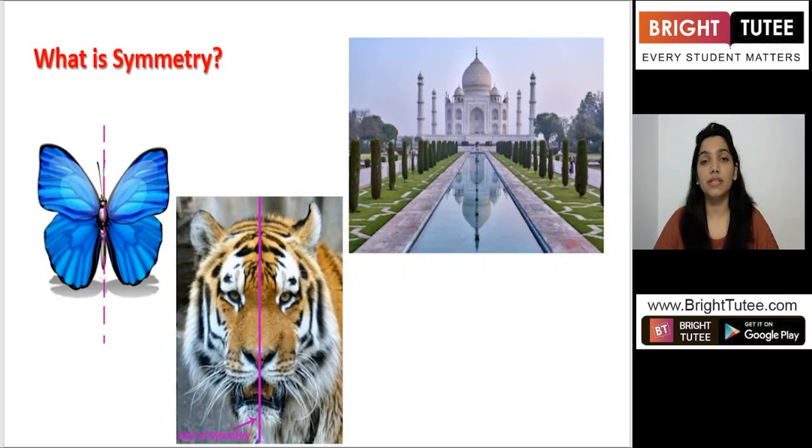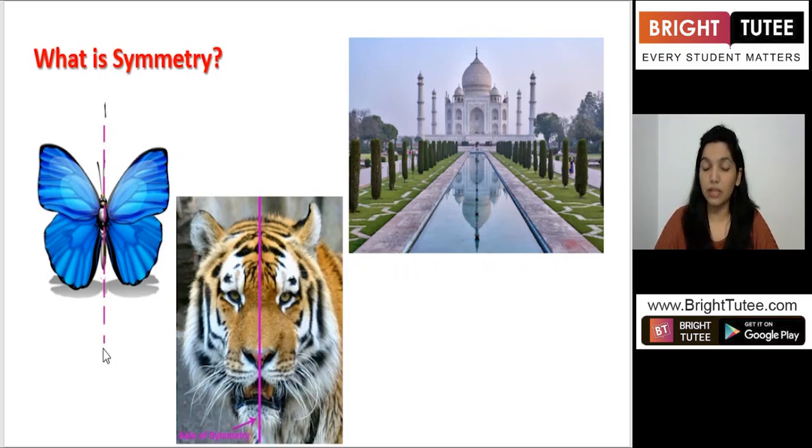Look at these figures in front of you. What do you notice in these figures? Look at the first one, a butterfly that you see. Do you see a line in between? What do you think this line represents? Similarly, look at the tiger. Do you see the face of the tiger has been divided exactly into two equal parts? What do you see in the two parts?